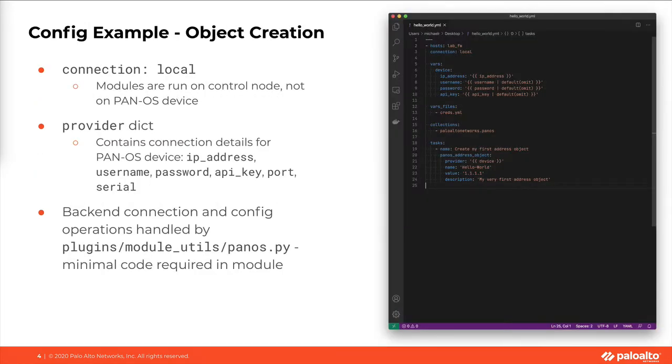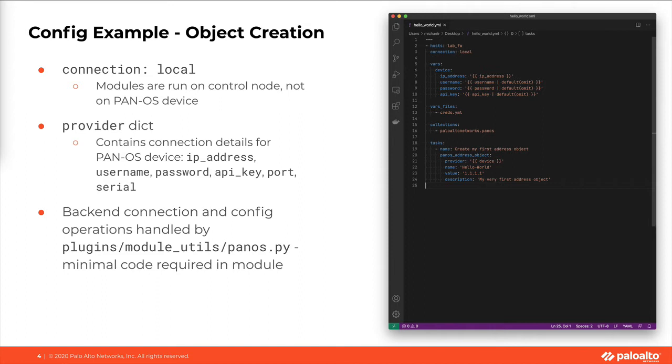So here's an example of just creating objects using the PanOS Ansible modules. The first thing you'll notice is the connection local up there at the top of the playbook. And it's important to note that these modules are run on the control node, which is the machine that's running the Ansible playbook, not on the PanOS device itself. So typically the way that Ansible modules work is they copy Python code to the individual device and execute it there, which is not something we let you do with PanOS. So these modules run on the control node and talk to that device's XML API.